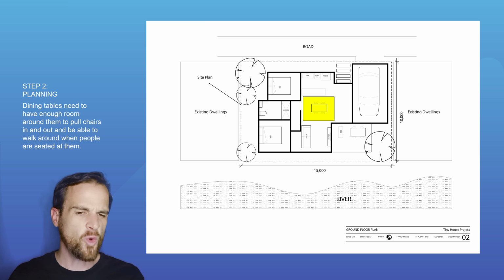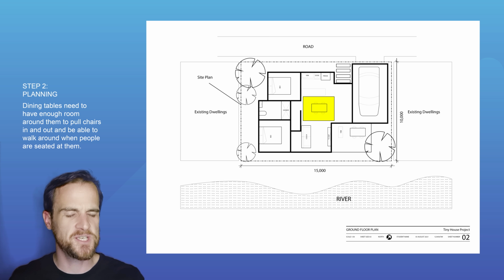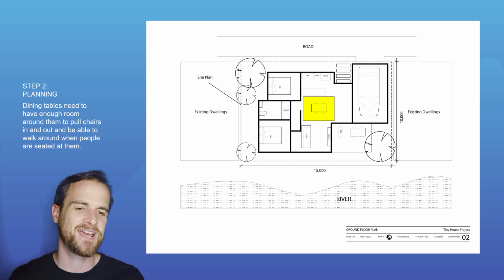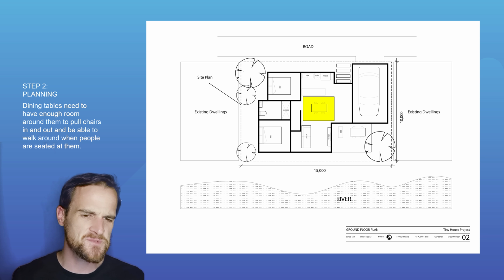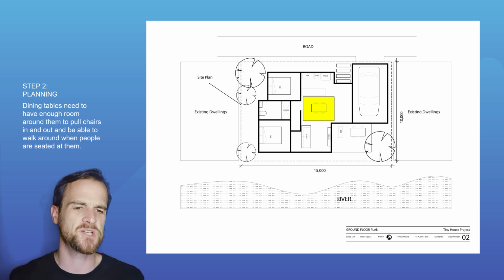Dining area, always make sure that you've got a dining table where you can pull the chairs out and safely move around the dining table when people are sitting there. You don't want to press it up against a wall or put it in a spot where you can't get to a chair. Seems really simple, but it's something that's really frequently overlooked.